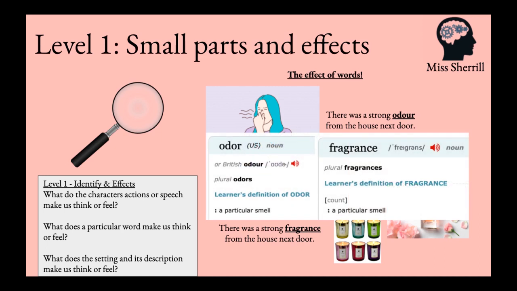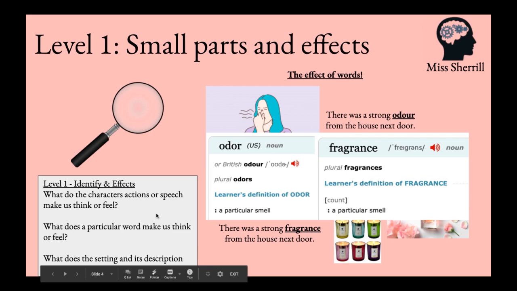However, when you Google these definitions, it's the same thing, right? Odor is a particular smell, fragrance is a particular smell. Yet they both give off different effects. Odor negative, fragrance positive. Looking at word choice just like that would be a level 1 analysis. Looking at what does a particular word make us think or feel. Let's keep going.